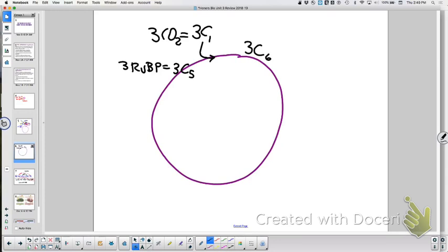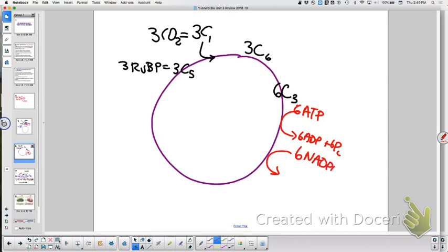They break down to what? 6C3. These are low energy, right? So what am I going to do? I'm going to use some ATP. I'll use six of them. Six NADP reduced. Okay, and what else am I going to use? Six NADP reduced. You okay with what I just did right there?